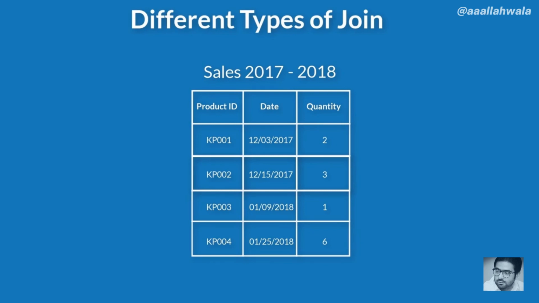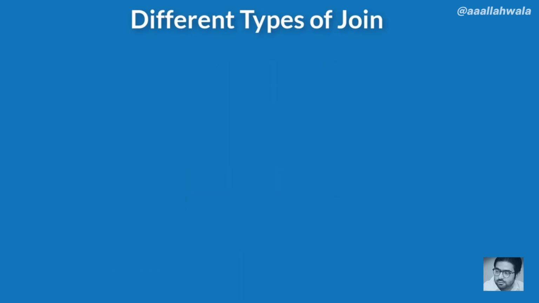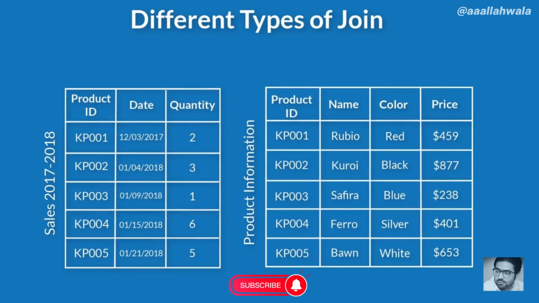Let's consider another example. We'll now add a table of product information to our database. As we can see, the product ID field appears in both tables, but otherwise the two tables contain a different set of columns. As a result, the appending method we saw before will not work. Instead of combining the rows of both tables, we must combine the columns.